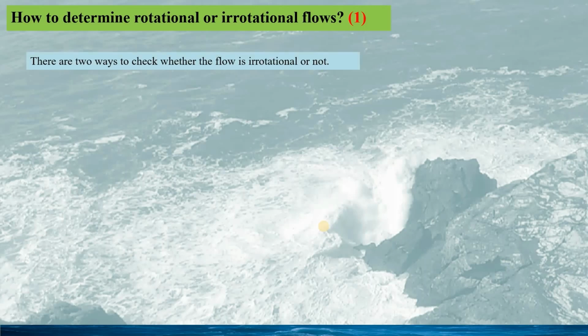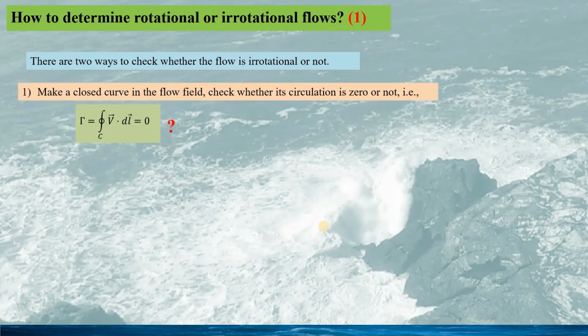In reality, how can we tell which is rotational or irrotational flow? Based on the definition of the irrotational flow, we can have two different ways to check whether the flow is irrotational or not. The first one is checking whether the circulation of an enclosed curve is zero. If the circulation is zero, it is an irrotational flow. Otherwise, it is a rotational flow.